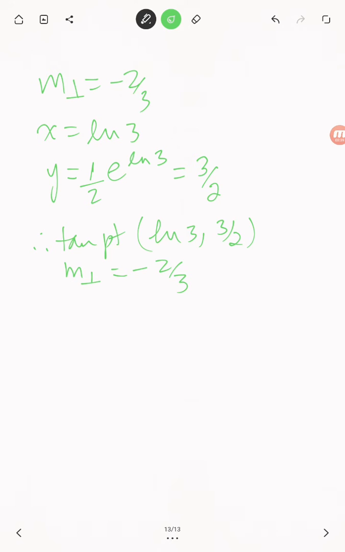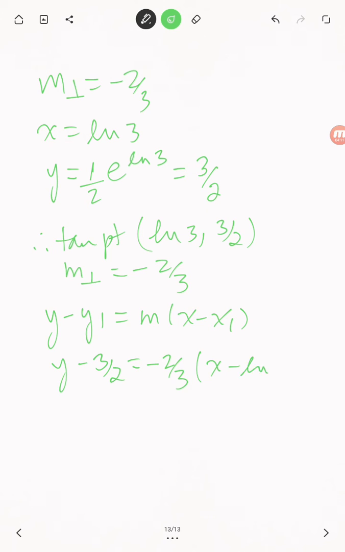To get the equation of this line, I can either use point slope form or y equals mx plus b, as I've said many times in class. As you know, I prefer point slope form, so I'm going to use that. You can easily use y equals mx plus b as well if that's what you prefer. So y minus my y value of the tangent point, which is 3/2, equals the slope of the perpendicular line, which is -2/3, times x minus the x value of the tangent point, which is ln 3.